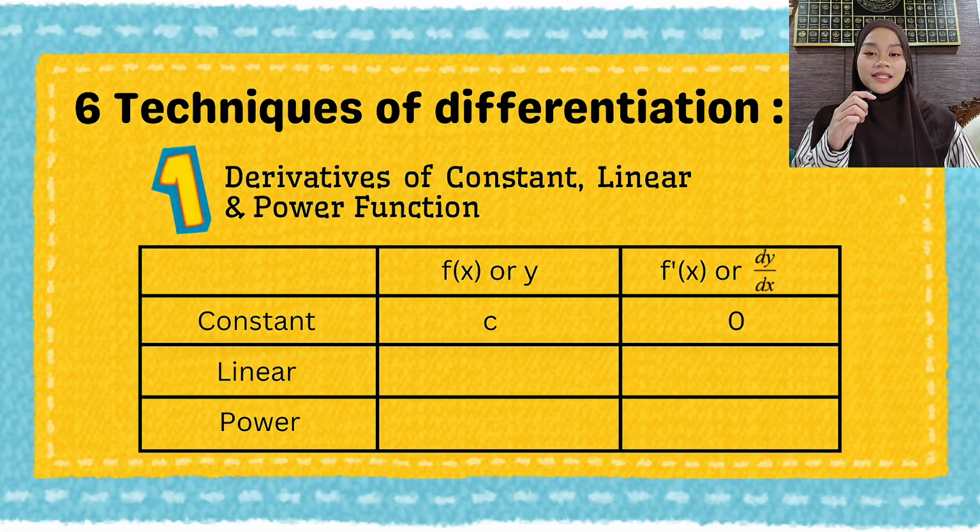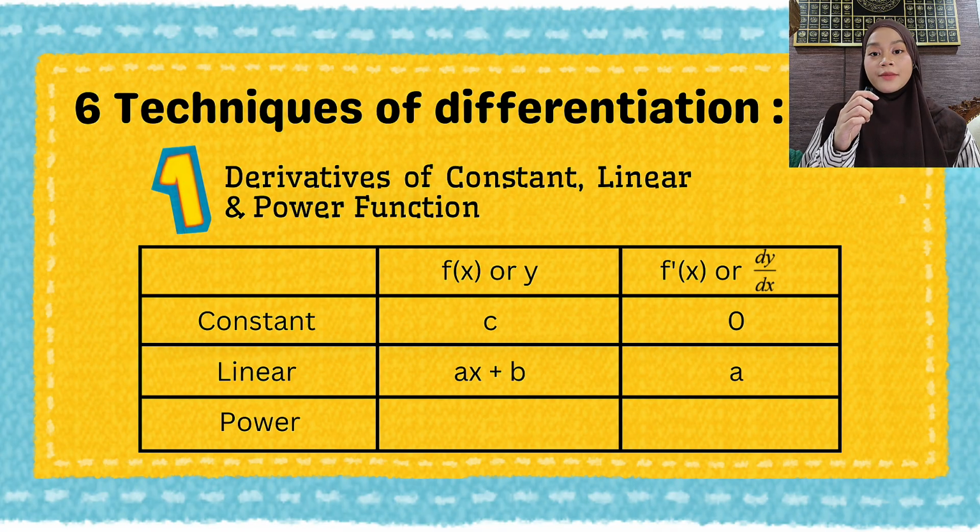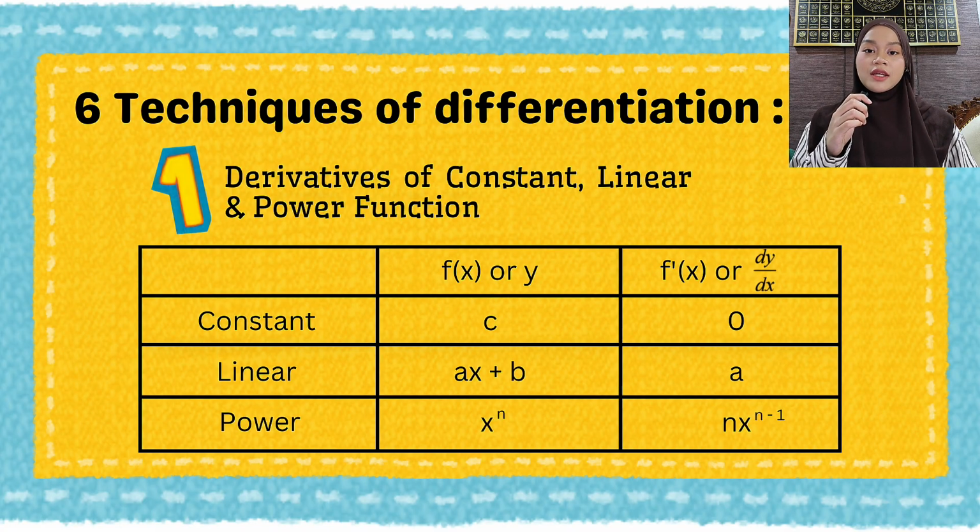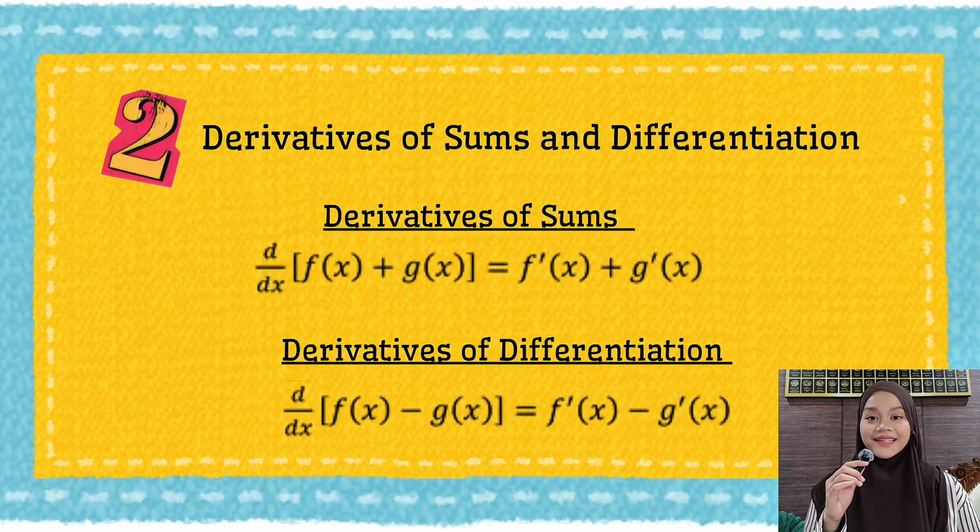The first technique is derivative of constant, linear, and power function. So for a constant function, when you differentiate, you will get 0. For a linear function, when you differentiate, you will get the coefficient number itself. So for the slide, you can see it's 8. And lastly, the power function: when you differentiate, the power will be multiplied with the coefficient of x, and the power will be subtracted by 1.